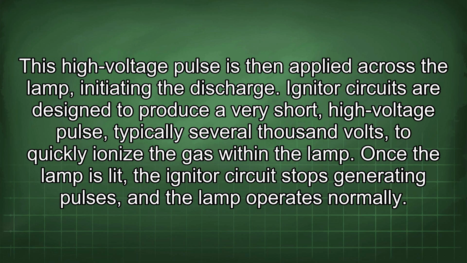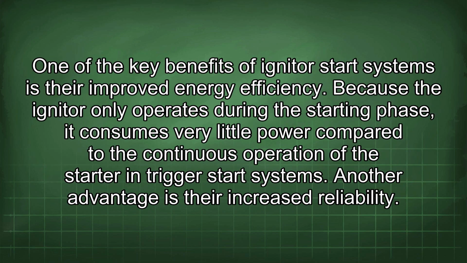Ignitor circuits are designed to produce a very short, high-voltage pulse, typically several thousand volts, to quickly ionize the gas within the lamp. Once the lamp is lit, the ignitor circuit stops generating pulses, and the lamp operates normally. One of the key benefits of ignitor start systems is their improved energy efficiency. Because the ignitor only operates during the starting phase, it consumes very little power compared to the continuous operation of the starter in trigger start systems.